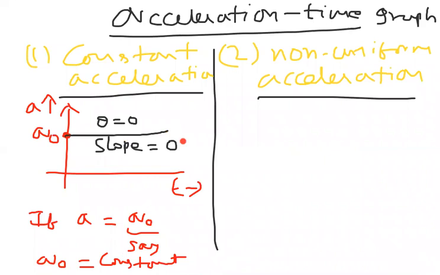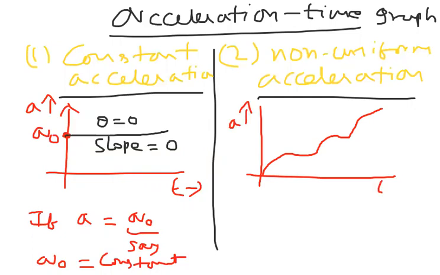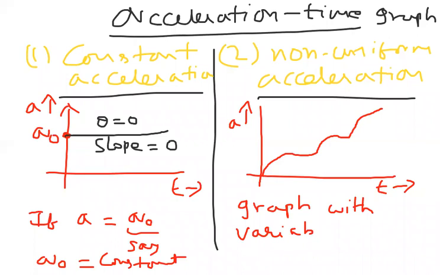Now let us observe non-uniform acceleration. Non-uniform acceleration means we must not draw any straight line. If you draw in a zigzag way like that, this is non-uniform acceleration. Everywhere the acceleration is changing. So we can also say this is a graph with variable slope. The slope is changing everywhere, and then we call it non-uniform acceleration.